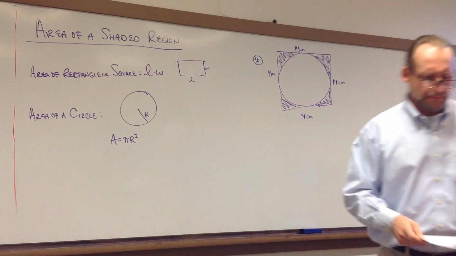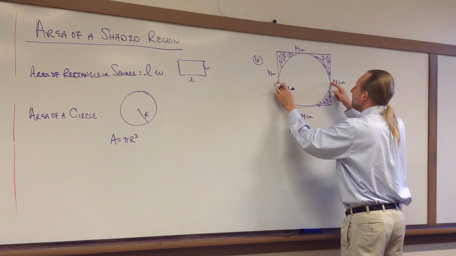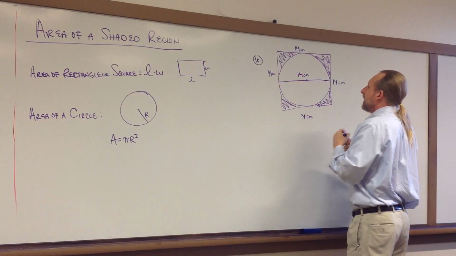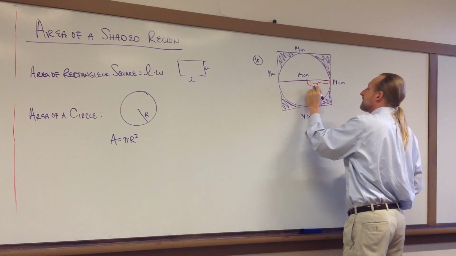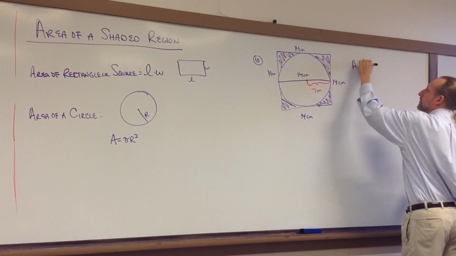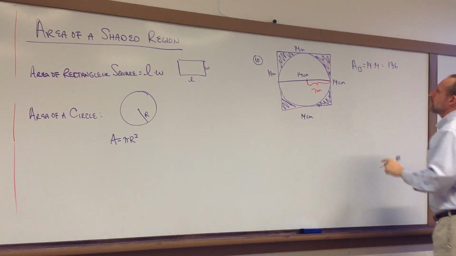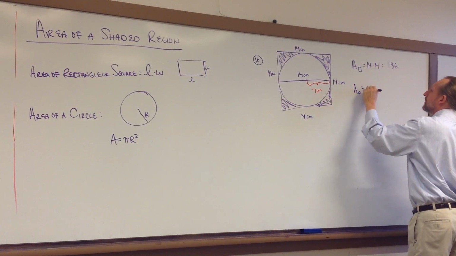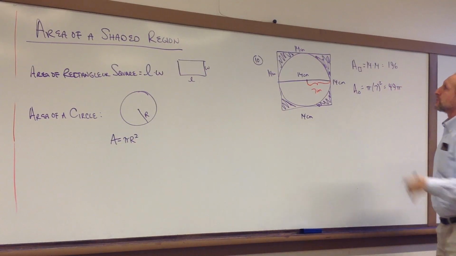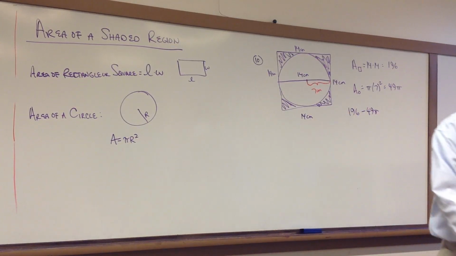Now here's the key to doing problem number 10: if this distance is 14, that means that the radius for this circle is 7 centimeters. So we need to find the area of the square, which is going to be 14 by 14, or 196 square centimeters. The area for the circle is going to be pi times 7 squared, which is 49 pi. So the area of the shaded region is 196 minus 49 pi.